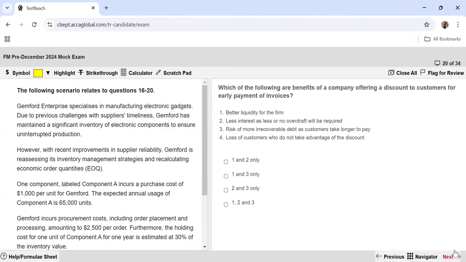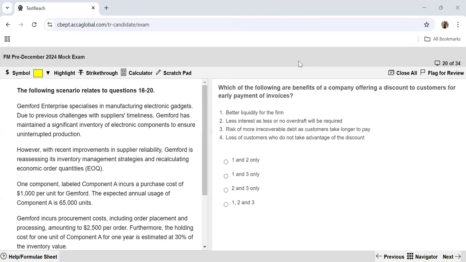Which of the following are benefits of a company offering a discount to customers for early payment of invoices? So if we are giving a discount to customers to receive early payments, what benefits will a company get? Firstly, it says better liquidity of the firm. This is absolutely correct because if you are offering early settlement discounts, then you will be receiving money quickly. If you have cash, you have liquidity, right? So the first statement is true.